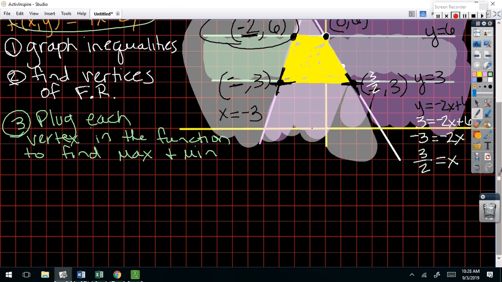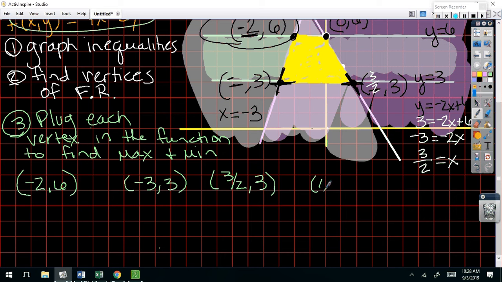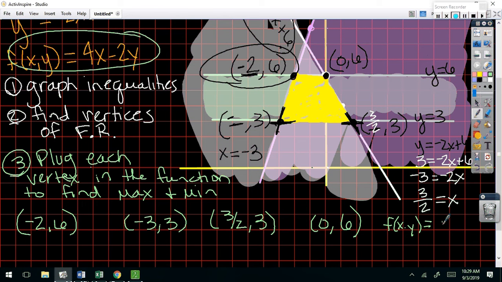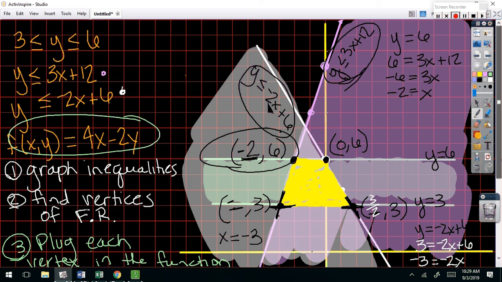So I have -2, 6. I have -3, 3. I have 3/2, 3. And I have 0, 6. For each and every one of those, I am going to plug into, what was my equation? 4x minus 2y. Thank you. So each one.